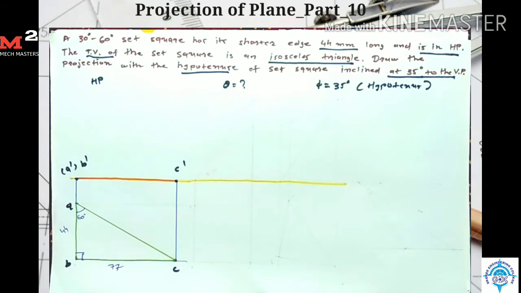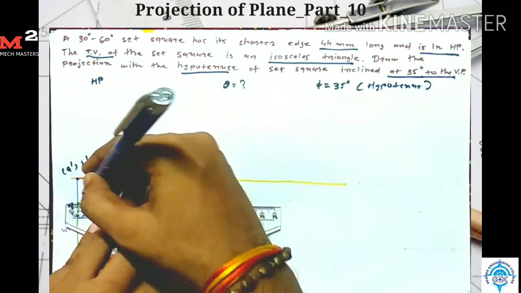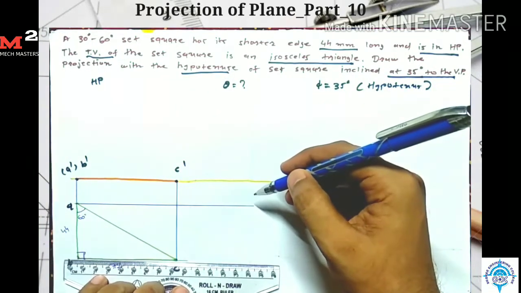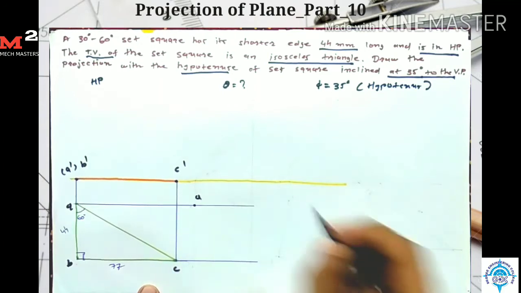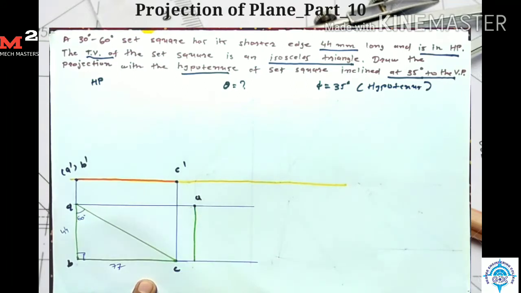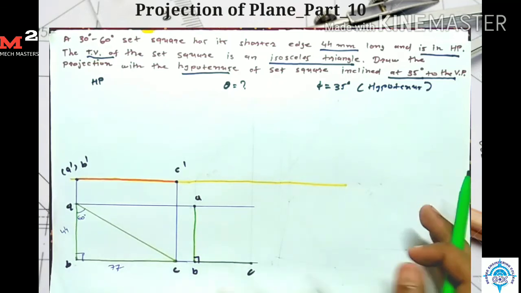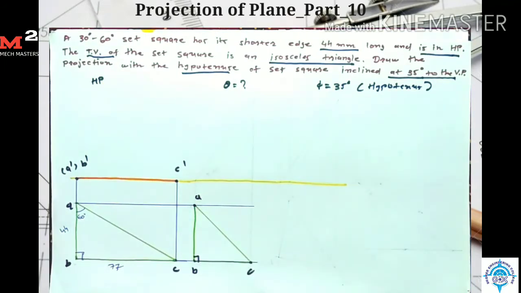So first I draw the projection for point A, and here I get my point A. I draw one line here. The length of this line is 44 mm, so here I get my point B. Now we need to draw the isosceles triangle. So from point B I measure the distance of 44 mm, and here I get my point C. After joining A and C, I get my top view for the second stage.